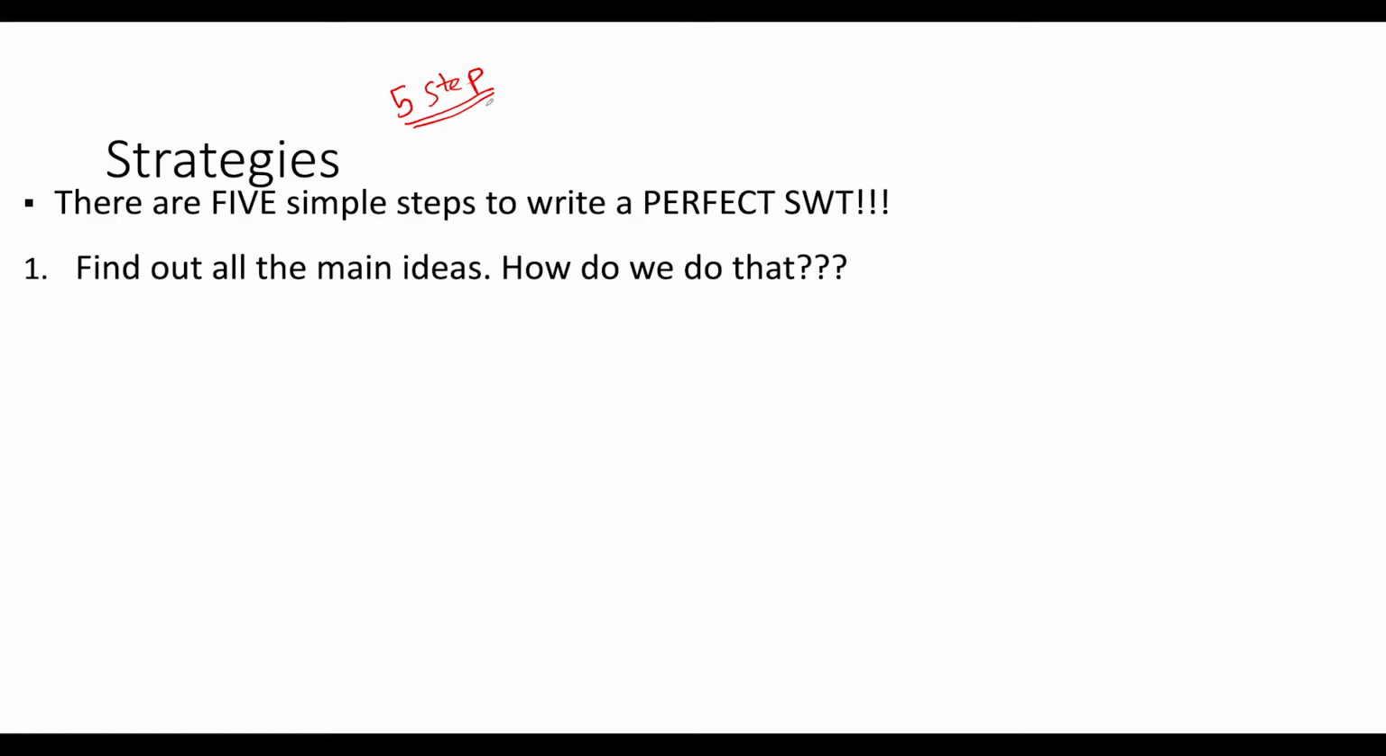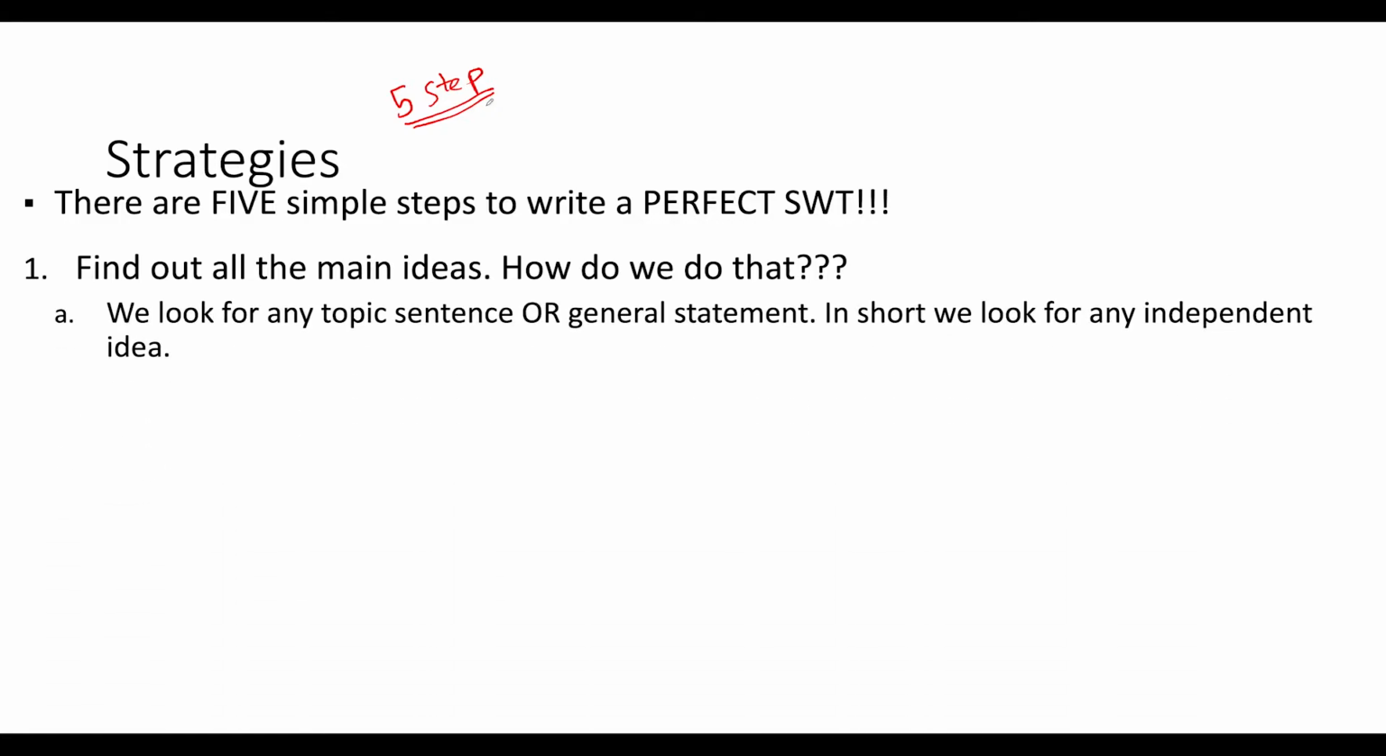Now the question is, how do I find the main idea? First of all, main ideas are topic sentences, or general statements. Or in short, we look for any independent idea or independent sentence. Topic sentences normally contain the controlling idea. That is, this sentence will be brief, but it has such a powerful message that the rest of the sentences will be able to explain it or give more clarification to it. However, the sentence itself will be able to stand out even without any explanations, right?